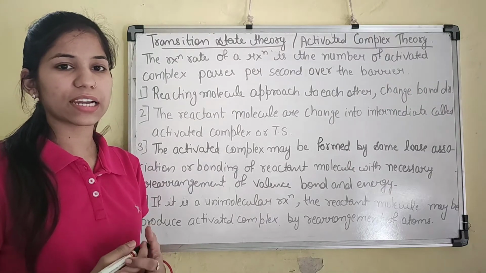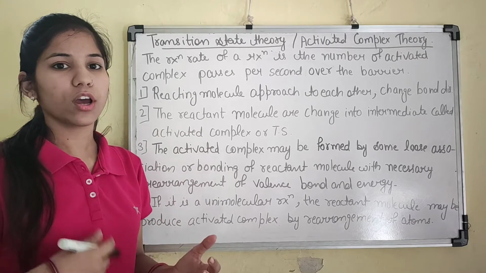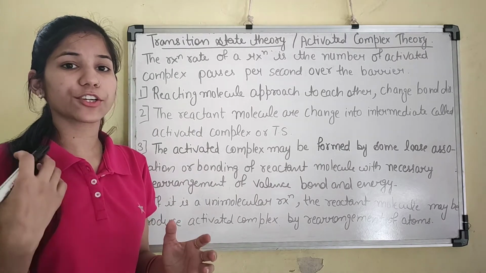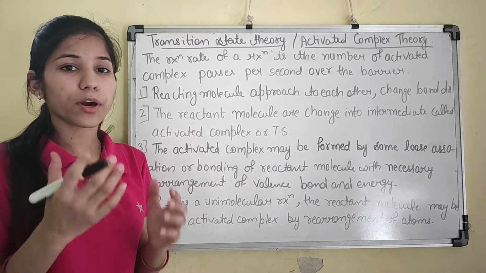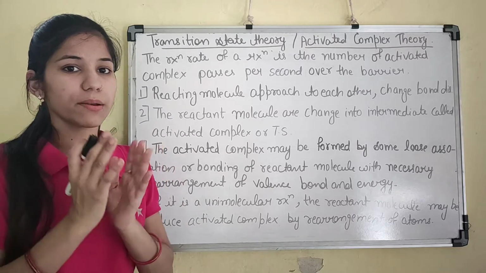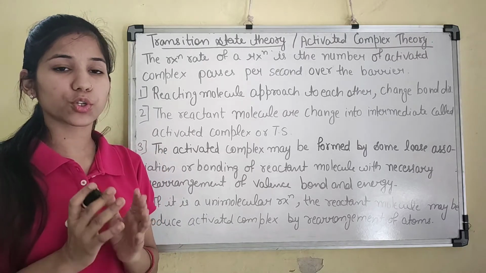In this video we are learning transition state theory, or activated complex theory. According to this theory, the reaction rate of a reaction is the number of activated complexes passing per second over the potential barrier. And there are some postulates of this theory.